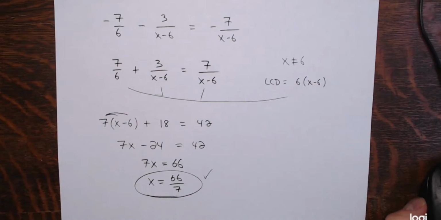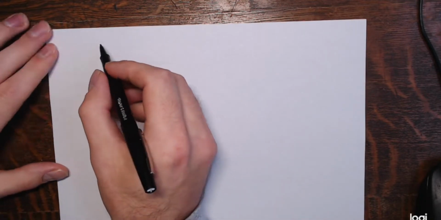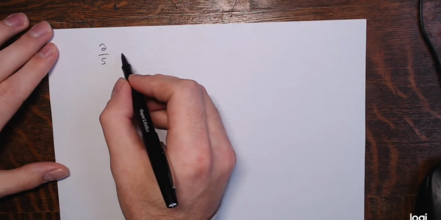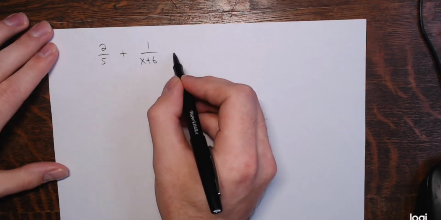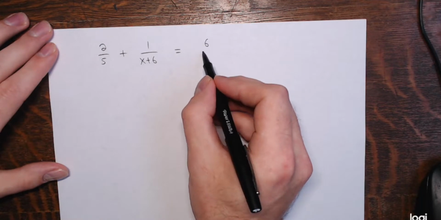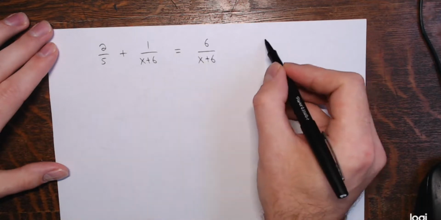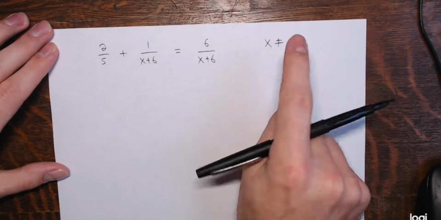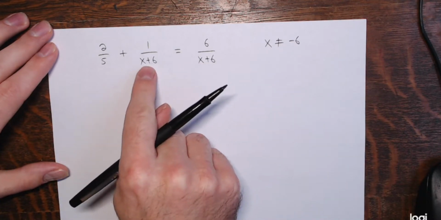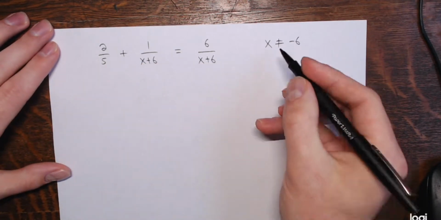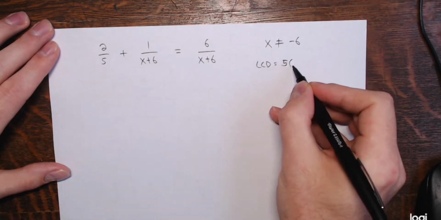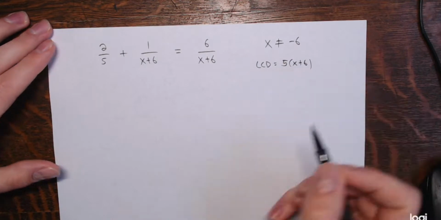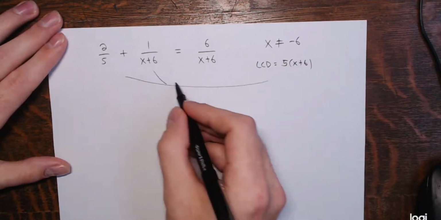So once again, I'll write out this equation. We have 2/5 plus 1 over x plus 6 equals 6 over x plus 6. Again, I hope it's obvious that x can't be negative 6, because if x were negative 6, you'd have zeros in these denominators. The LCD should also be pretty obvious. It's just 5 times the quantity x plus 6, or 5x plus 30. And then I'm multiplying everything by that LCD.